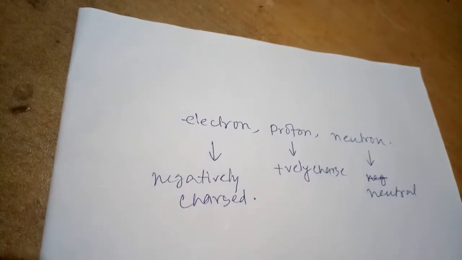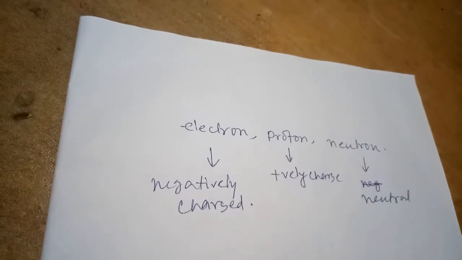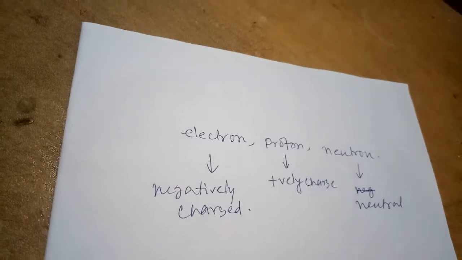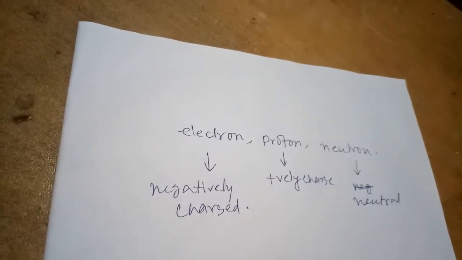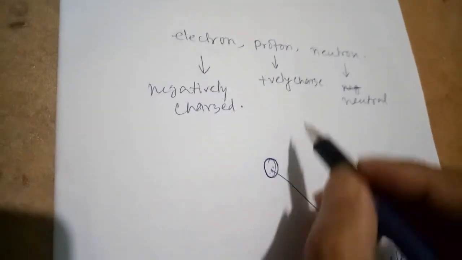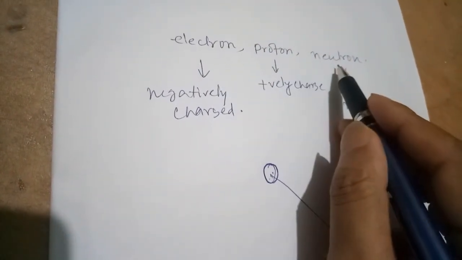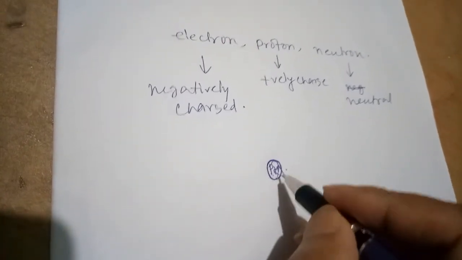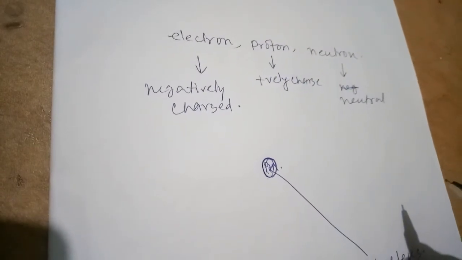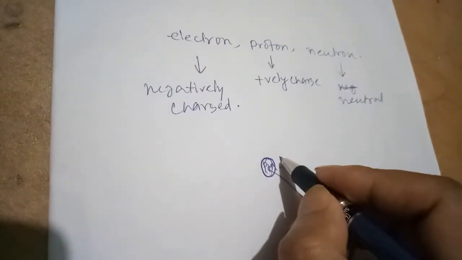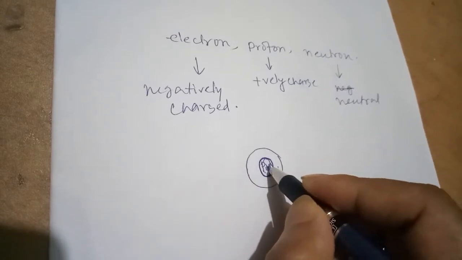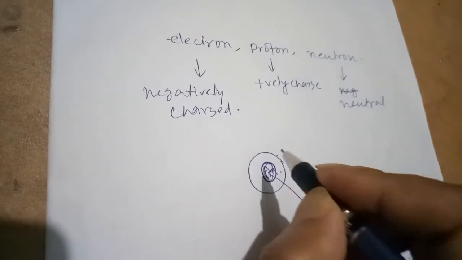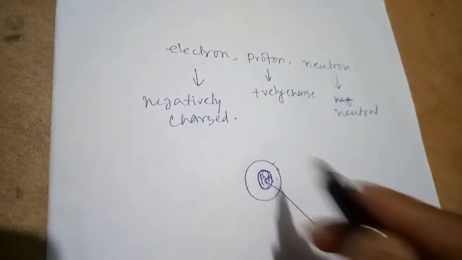In this sphere, the central part of an atom is called the nucleus. In the nucleus, the two subatomic particles, protons and neutrons, are present. So where are the electrons present? Electrons are present around the nucleus, in certain orbits. These orbits are known as shells. In the shells, electrons are present.